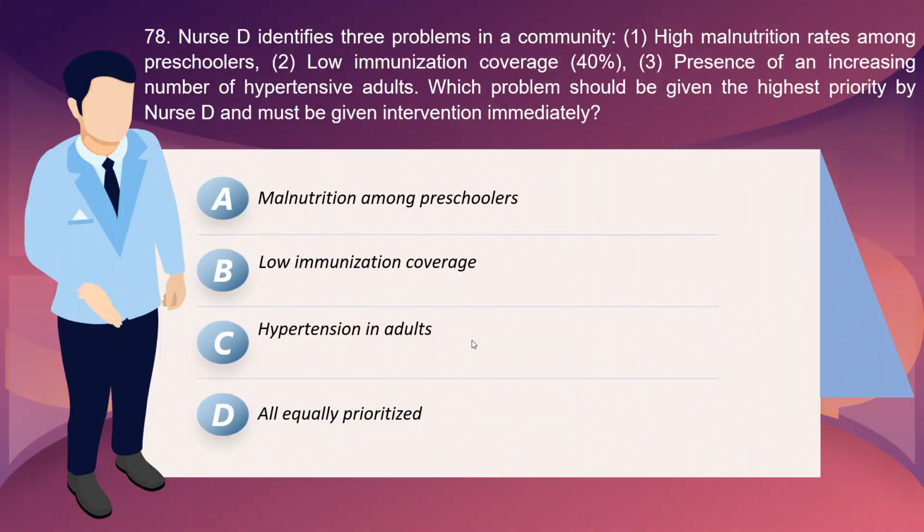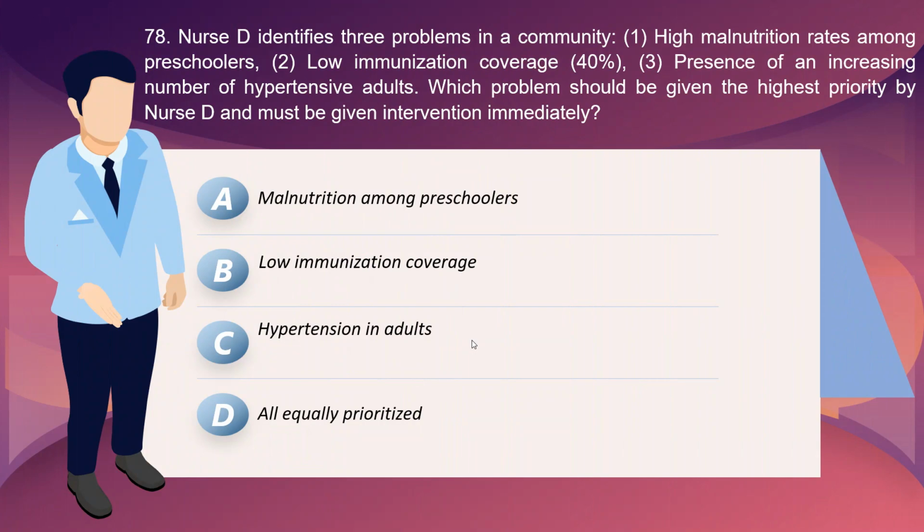78. Nurse D identifies three problems in a community: high malnutrition rates among preschoolers, low immunization coverage of 40%, and an increasing number of hypertensive adults. Which problem should be given the highest priority by Nurse D and must be given intervention immediately? Is it A, malnutrition among preschoolers, B, low immunization coverage, letter C, hypertension in adults, or letter D, all equally prioritized?